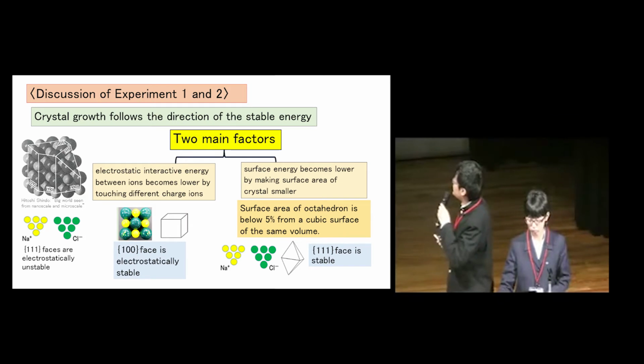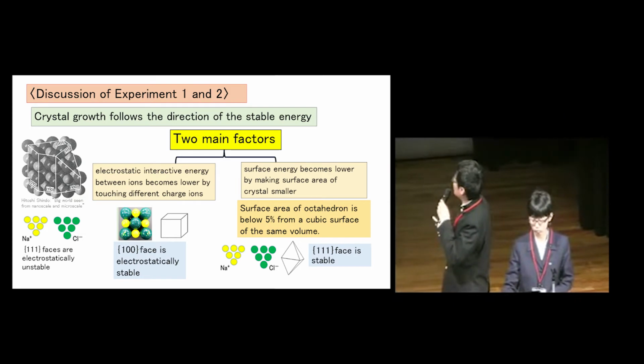This is a discussion. Crystal growth follows the direction of stable energy. We thought there are 2 main factors. First, electrostatic interaction energy between ions becomes lower by touching ions of different charge. So the 100 phase is electrostatically stable, and 111 phases are unstable. Second, surface energy becomes lower by making the surface area of the crystal smaller. We know that the surface area of an octahedron is about 5% below that of a cube of the same volume. So the 111 phase is stable.